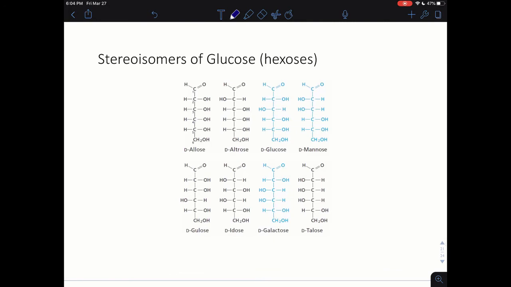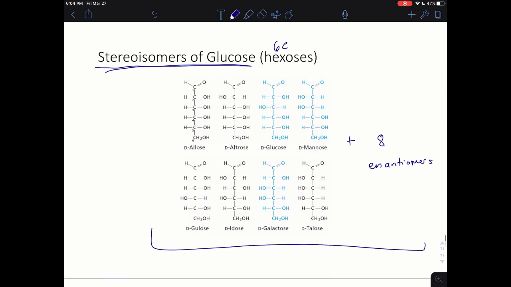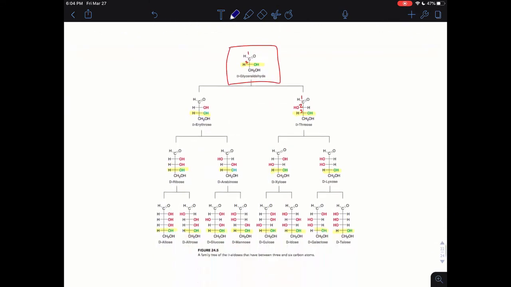Okay, here are 8 of the stereoisomers of glucose. They're called hexoses because they have 6 carbons. These are the ones derived from D-glyceraldehyde, like D-glucose. And of course, there would be the 8 enantiomers. So each of these has an enantiomer. If you drew that, you would have all 16 stereoisomers of glucose.